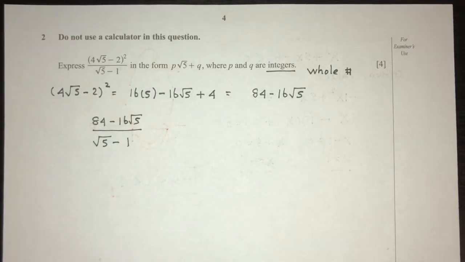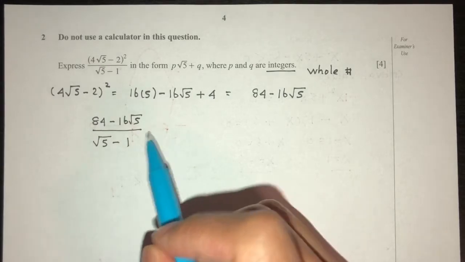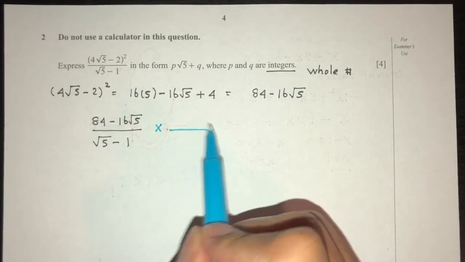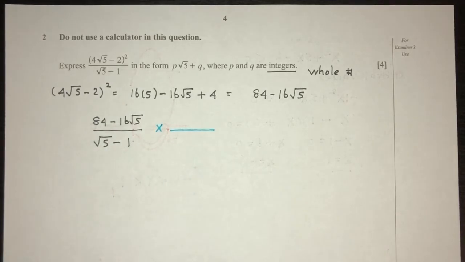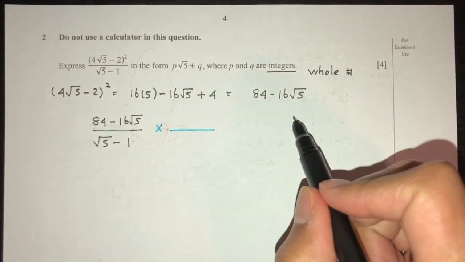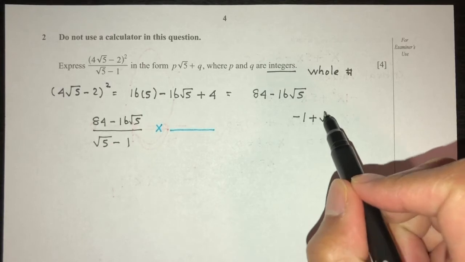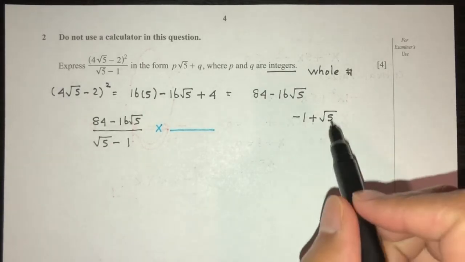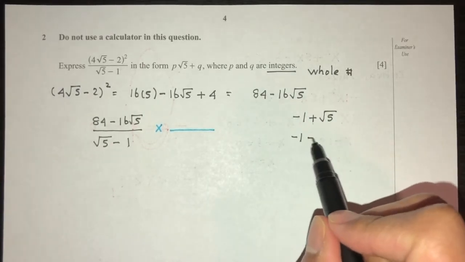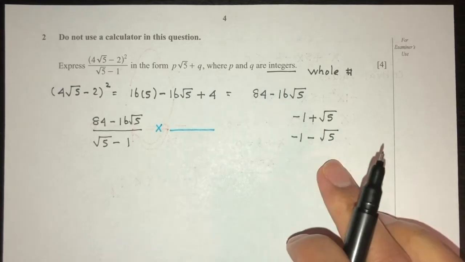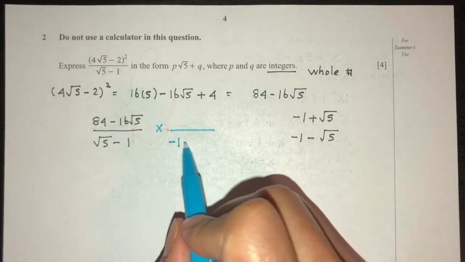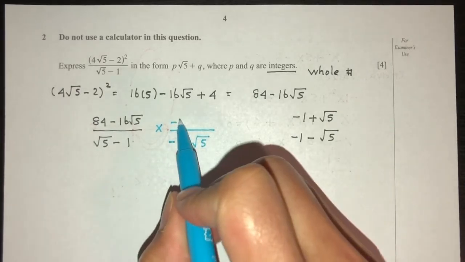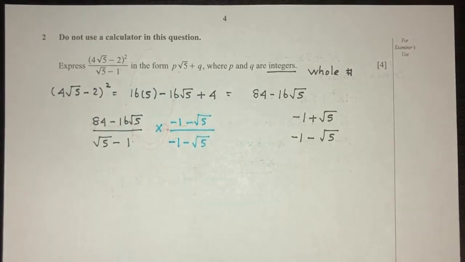Now we have to simplify this fraction. So we have to multiply by the conjugate of the denominator. If you observe, here it is minus 1 plus root 5. So the conjugate of this will become minus 1 minus root 5. That is the conjugate of this one. So let's write this down. Multiply by minus 1 minus root 5 over minus 1 minus root 5.